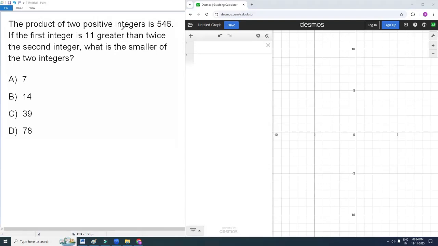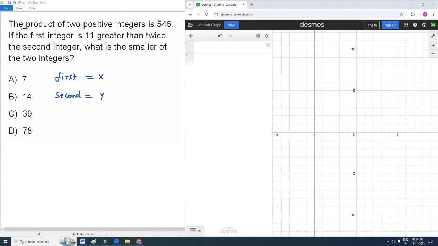The product of two positive integers is 546. If the first integer is 11 greater than twice the second integer, what is the smaller of the two integers? Okay, now let me assume the first integer as x and the second integer as y.